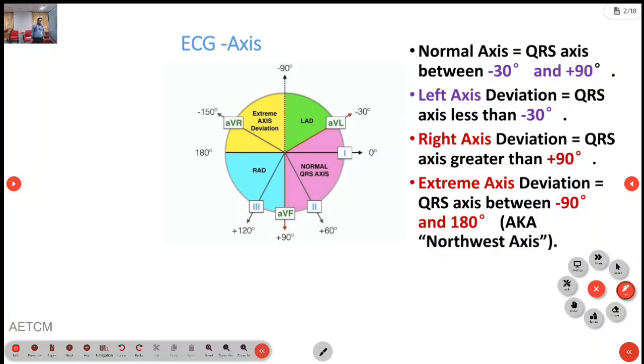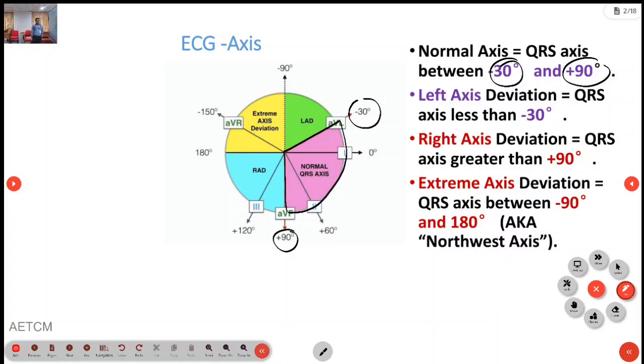So now we'll see what is a normal axis. The normal axis in your ECG, that is the QRS axis, is between -30 and +90. You can see here -30 to +90. So this is the normal axis of your ECG most of the time.